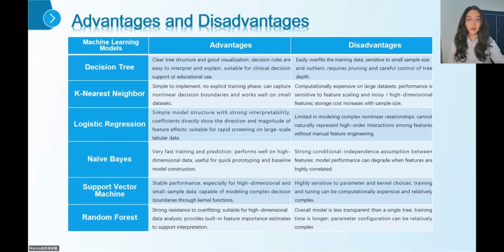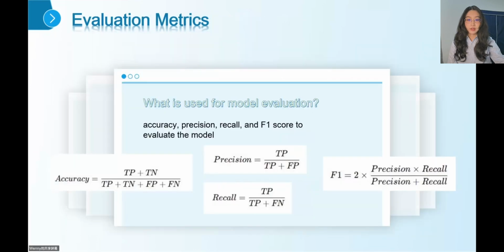Each model has its own trade-offs. In terms of model evaluation, I adopted 4 commonly used classification metrics: accuracy, precision, recall, and F1 score. Their formulas are as follows. These metrics comprehensively evaluate the model performance from multiple perspectives, especially focusing on reducing the risk of misclassifying poor sleep as good sleep, which is crucial for sleep health management.